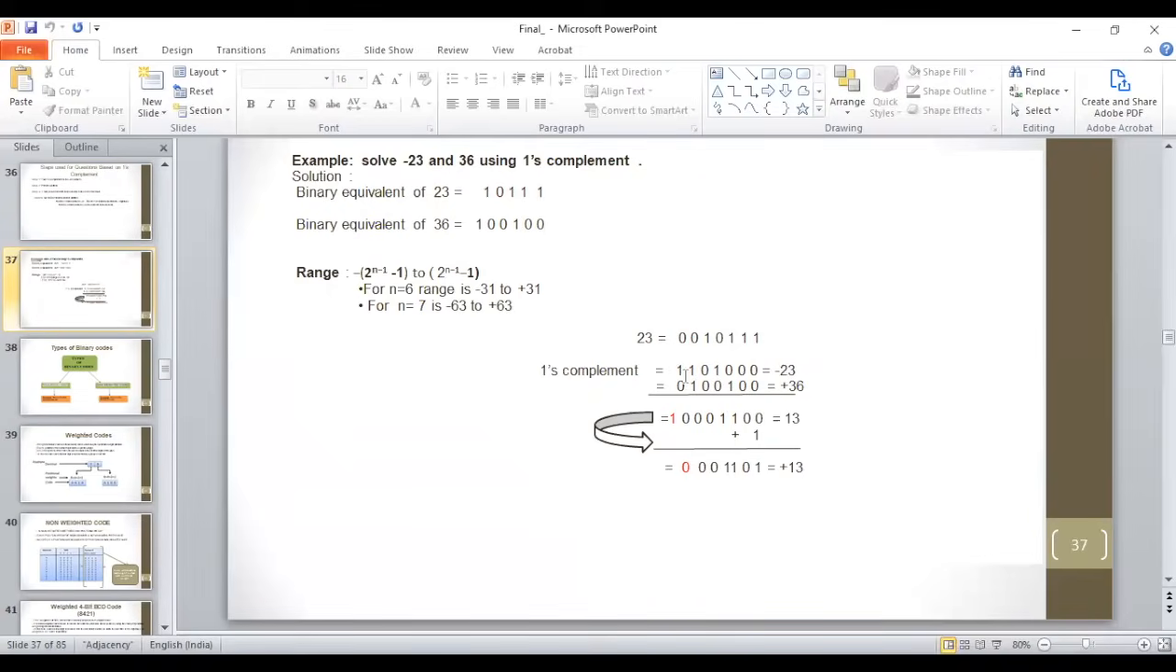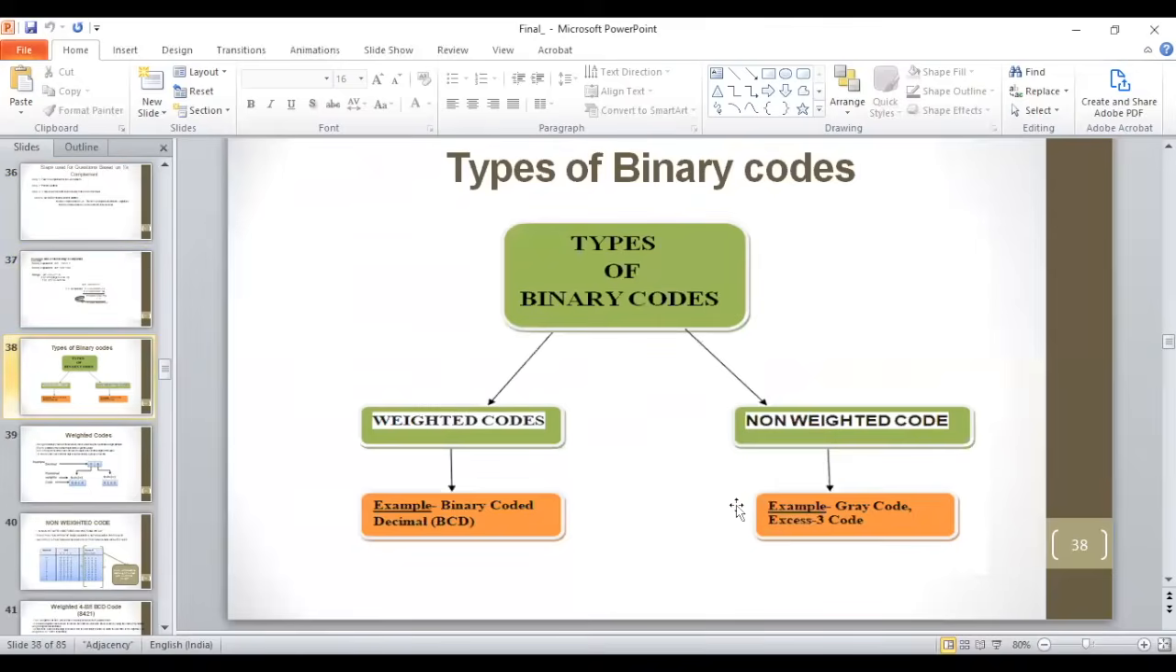Take the first complement of 23 because it's minus in nature. The number of bits needs to be matched up with the 36. So we can add 0 to the extreme left, add 1, and take the second complement, and then you will get plus 13, which is the required answer. So this is for the first and second complement.